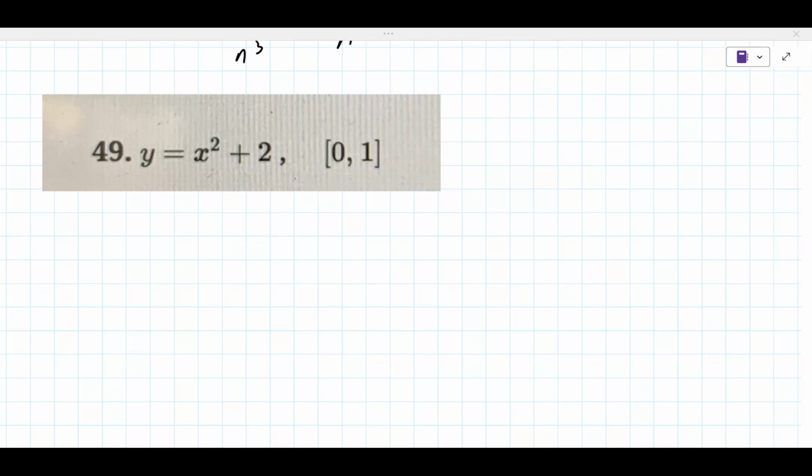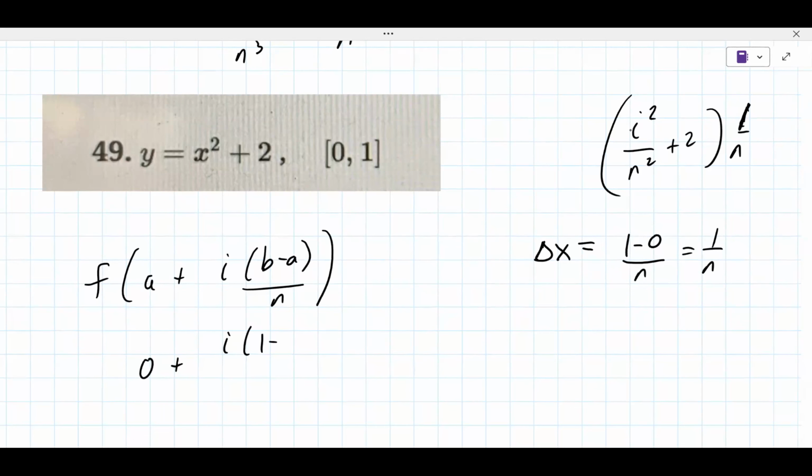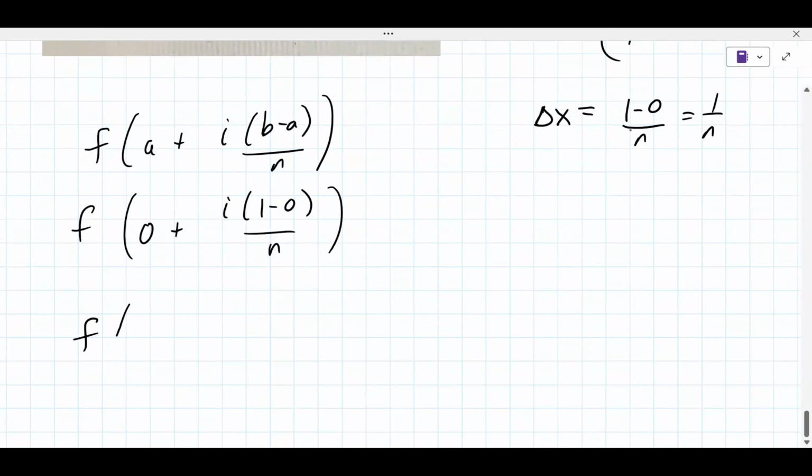i squared over n squared plus 2 times i over n, like this. Yep. I think you mean 1 over n maybe. Oh, yes, sorry. Yeah, delta x is 1 minus 0 over n. And then it's f of a plus i times (b minus a over n), like that. So it's 0 plus i times 1 minus 0 over n, which is f of i over n.